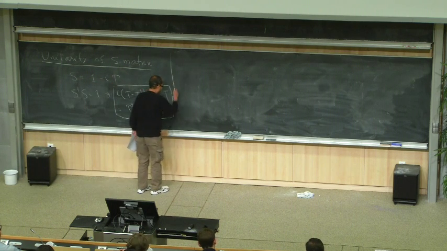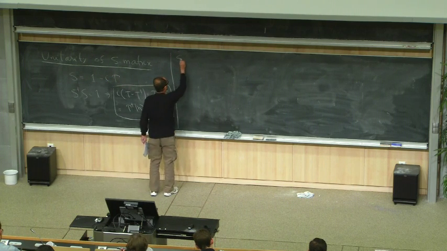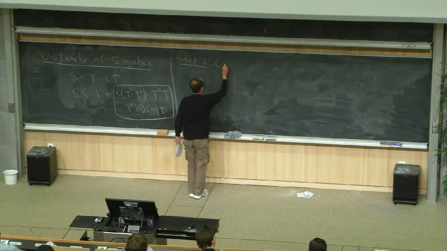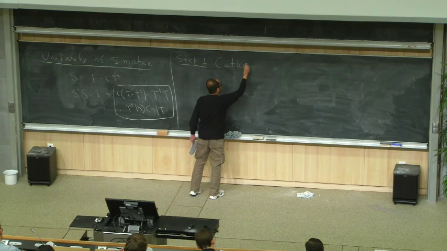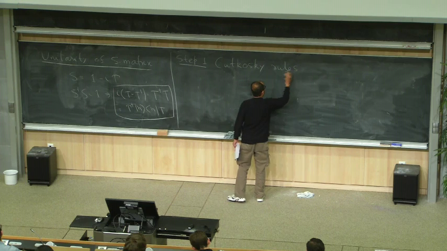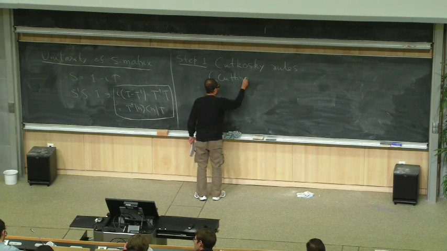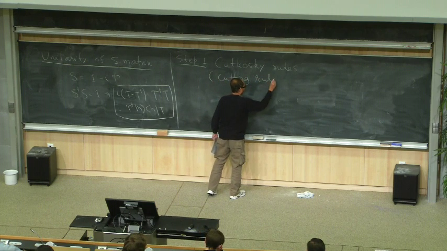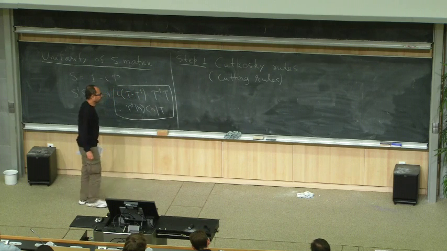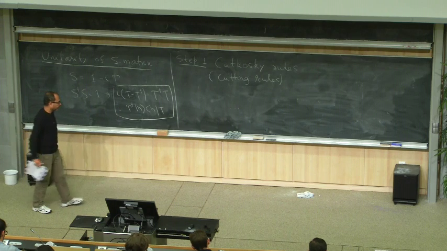So there are two steps to this proof. The first step will be to prove what are called Cutkosky rules. I will not describe the complete proof, but I will describe what is involved in this. Cutkosky rules are also sometimes known as cutting rules. So let me explain what these cutting rules mean. This is as in standard quantum field theory.